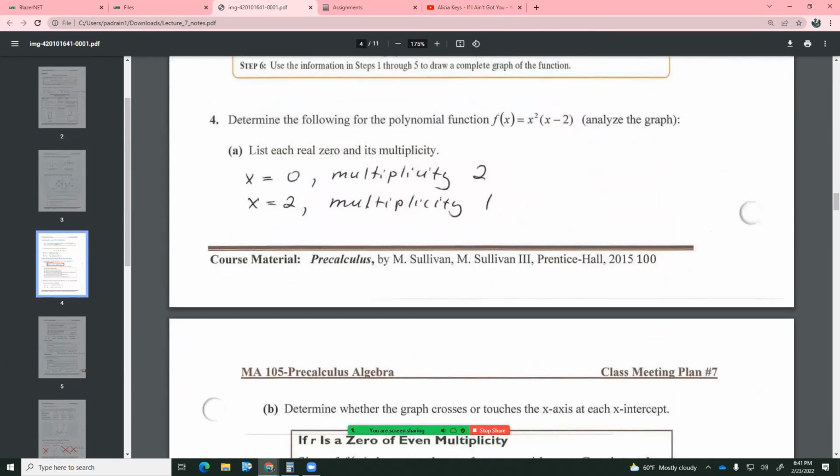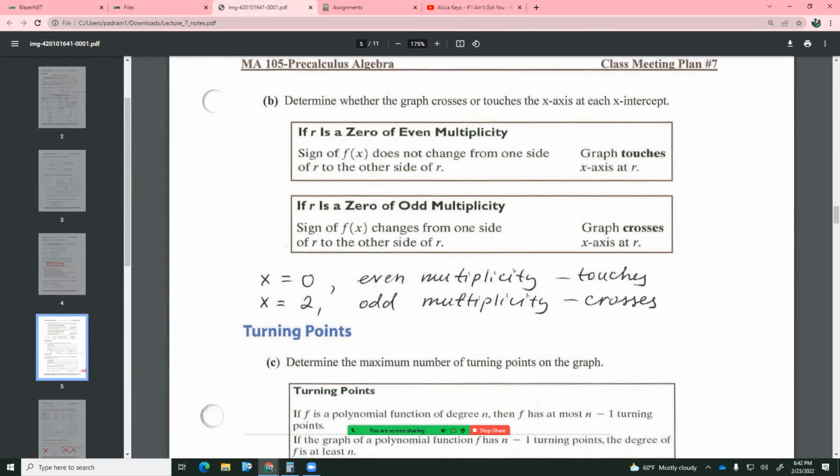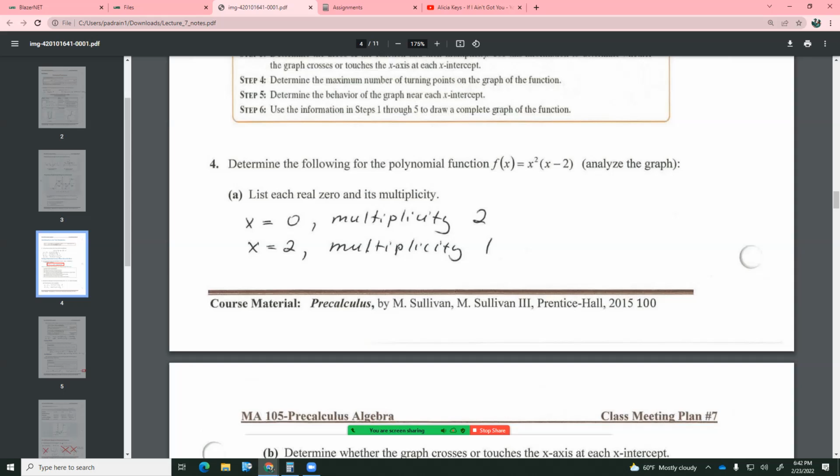All right, so 0 with a multiplicity of 2. Why? Because if I plug 0 in here, then it's a 0, right? So 0 with a multiplicity of 2 and 2 with the multiplicity of 1. So that x minus 2 gives you a positive 0, multiplicity of 1. Real simple, not too bad. Now, if you have an even multiplicity, for example, we've got 0 with a multiplicity of 2, that means that your graph is going to touch the x-axis and bounce off.